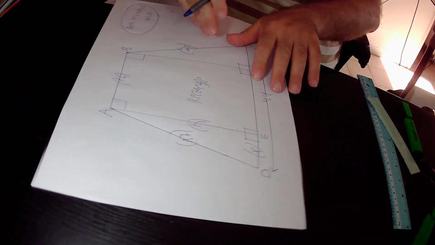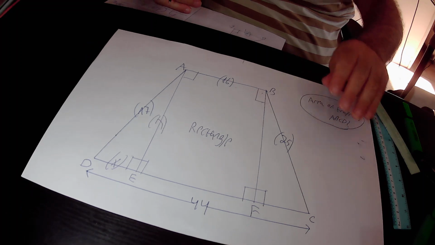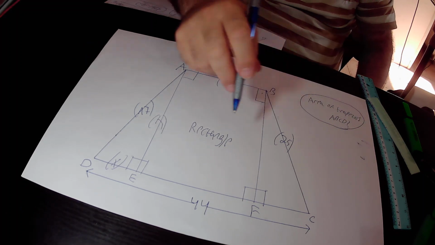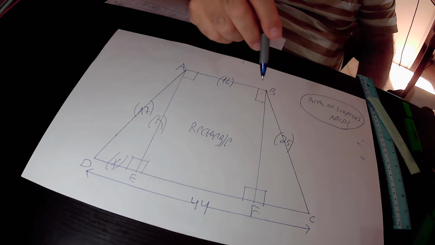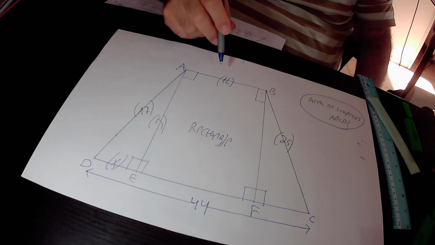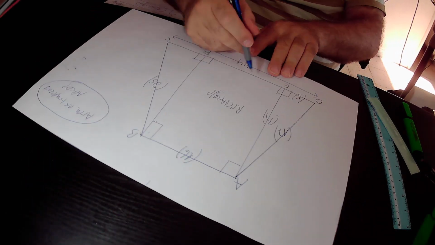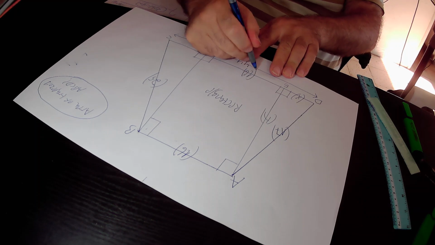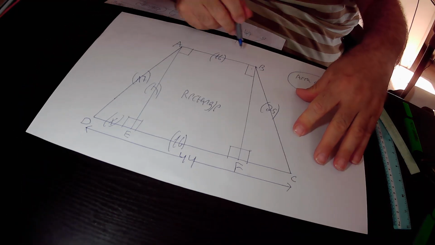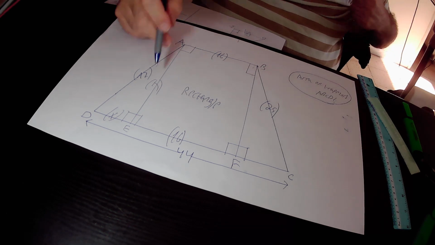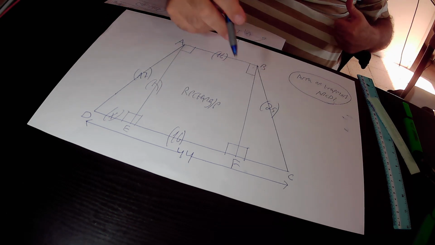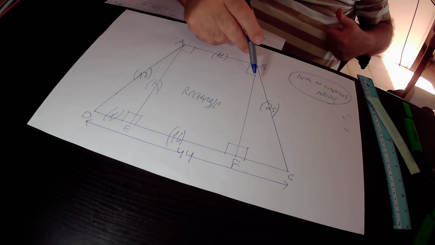But we also know that the opposite sides of a rectangle are equal to each other. So in rectangle ABFE, side AB must be equal to the opposite side FE. But AB is 16, therefore FE is also 16. Likewise, according to the same rule, in the same rectangle ABFE, side AE must be equal to the opposite side FB. But AE is 8, therefore FB must also be equal to 8.